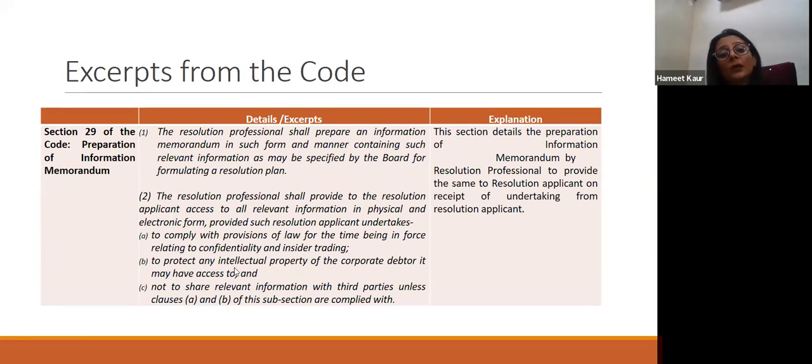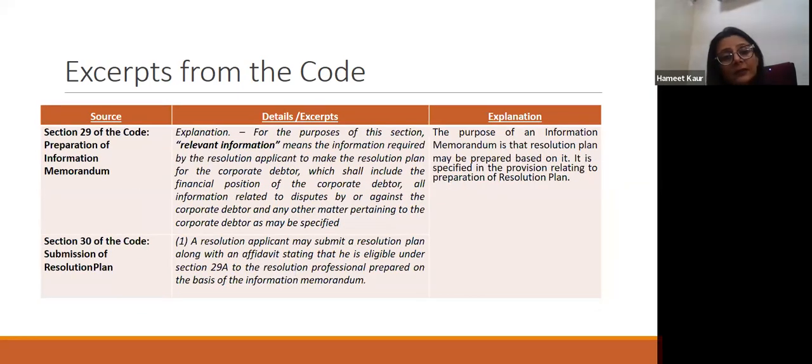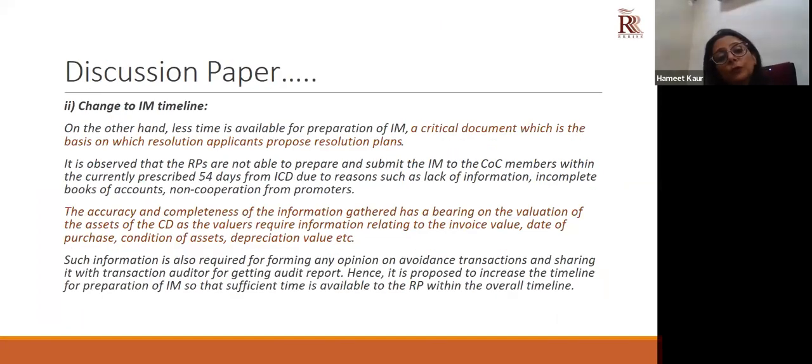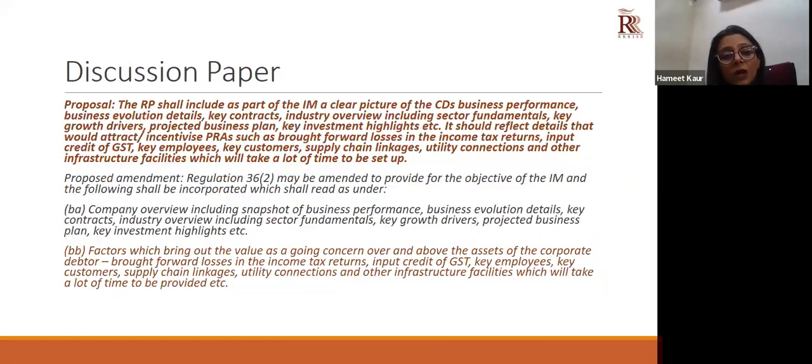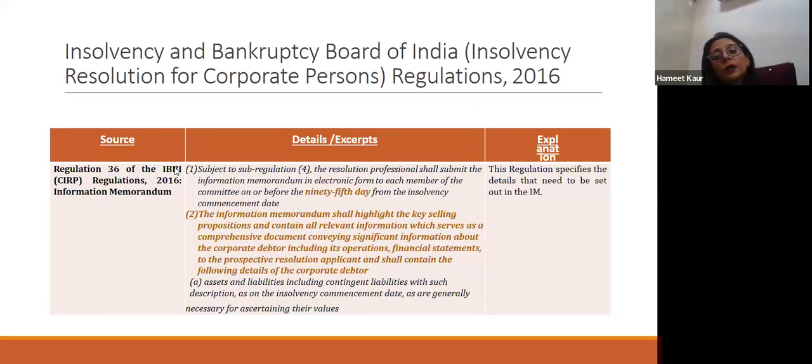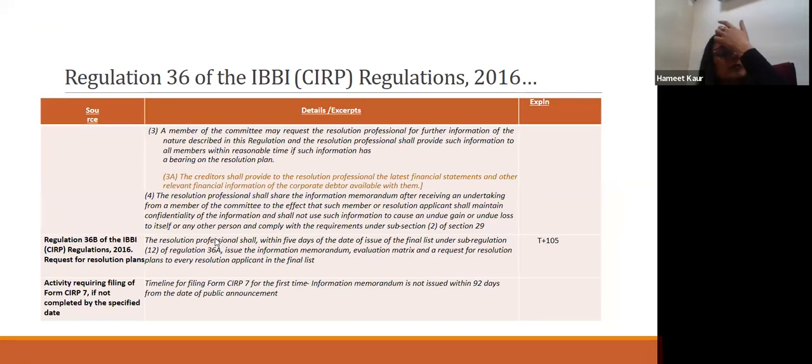It talked about protection of intellectual property of the CD. And then subregulation 4 of regulation 36 also talks about an undertaking with regards to confidentiality and undue gain or losses. So all these requirements are met only after that. After that, you can share the IM with either the member or the RA.